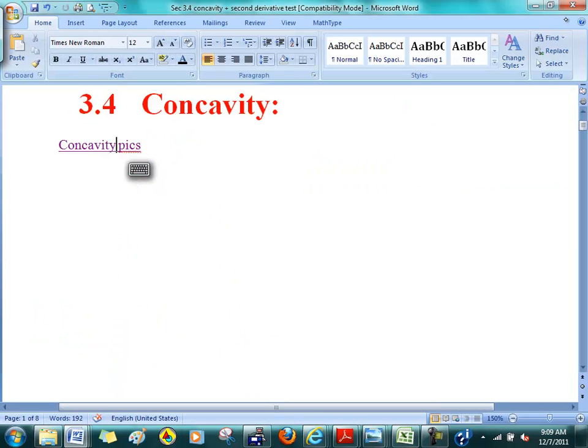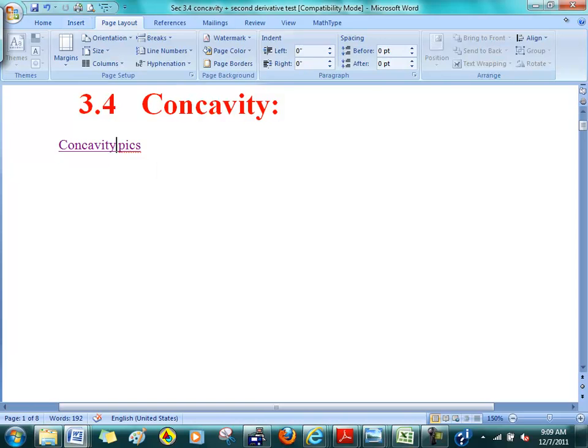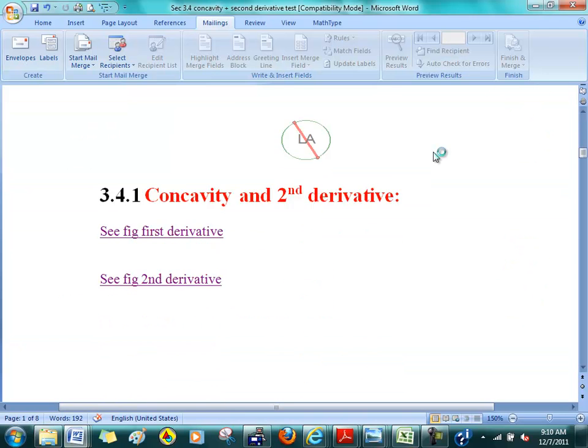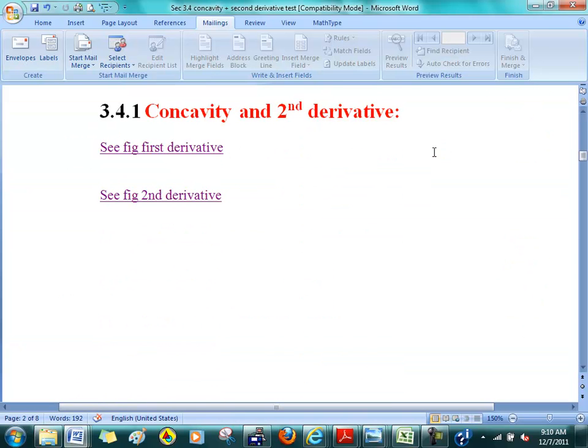Let's get this out of there. Okay, the next slide is going to be pretty busy. Remember what we did was the first derivative test. It's called the first derivative test because there is a second derivative test. So today we're going to do the second derivative test. Let's take a look at the first derivative pictures.